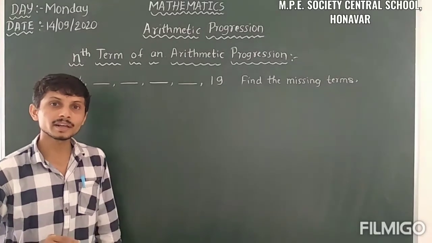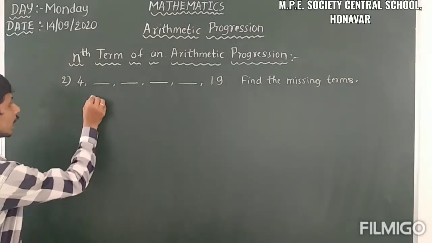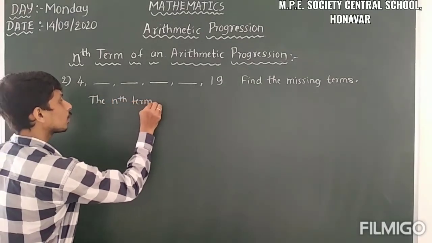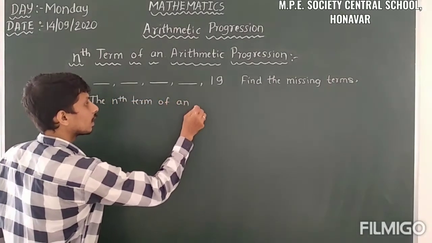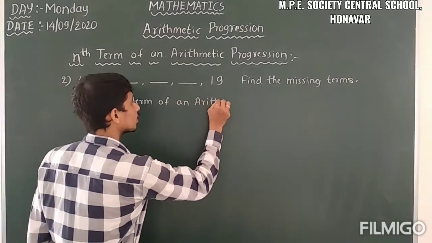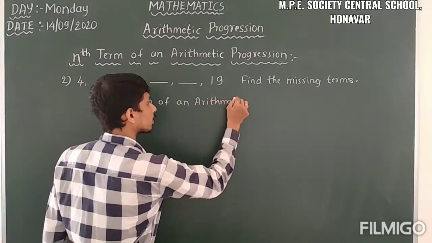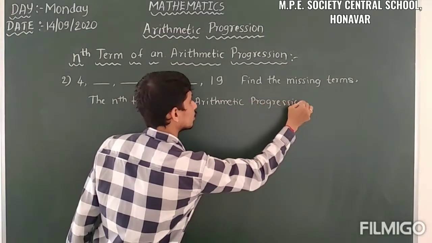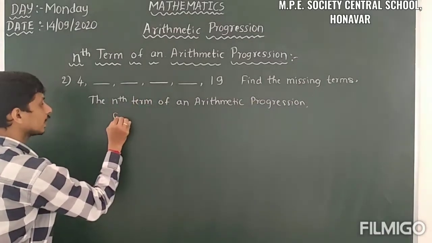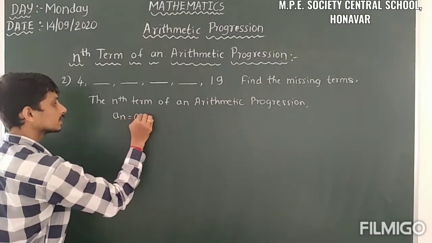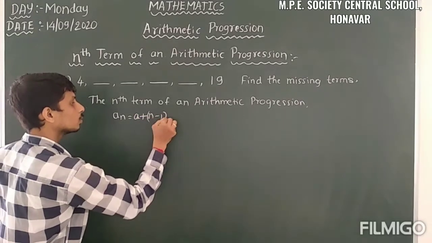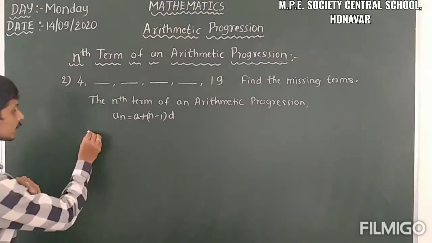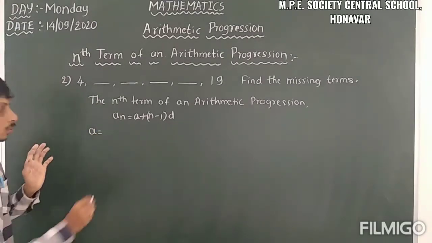After that we have to find out the missing terms here. So firstly we have to write the formula. The nth term of an AP, that is arithmetic progression, we can take it as a_n is equal to a plus (n minus 1) into d here. After that we have to write the given things. What are the given things here? a, we know that a is equal to 4.